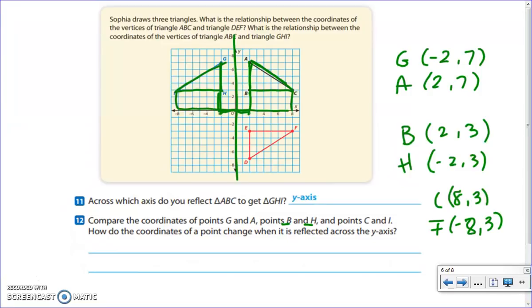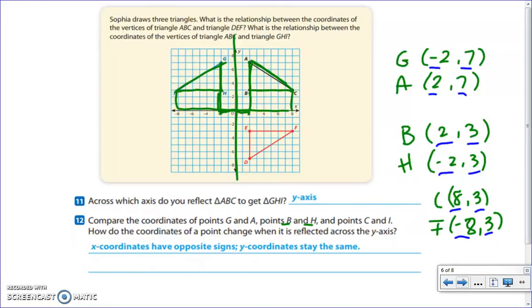So when we looked at the last example, we were reflecting across the x-axis, and the y-coordinates were opposites. If you look at these, you can see that all the y-coordinates are the same on the points that we're comparing. However, the x-coordinates in this case are opposites, from 8 to -8, 2 to -2, -2 to 2. So those are opposites this time. So when you reflect across the y-axis, it's actually your x-coordinates that are being changed. They are the opposites. The y-coordinates are staying the same.